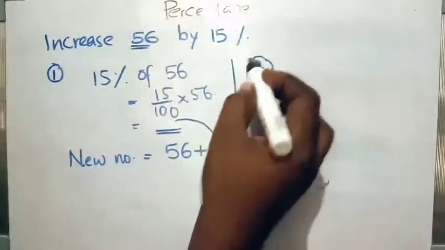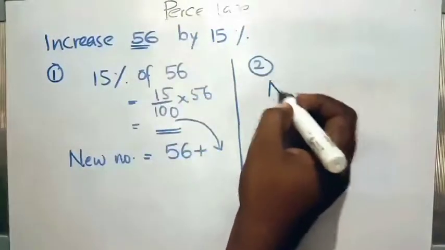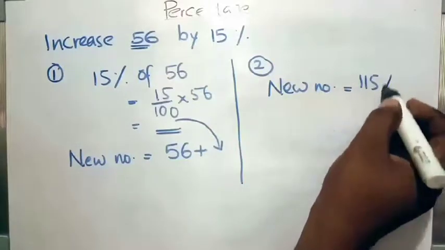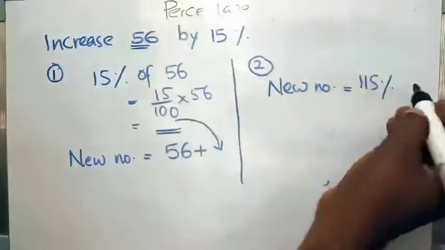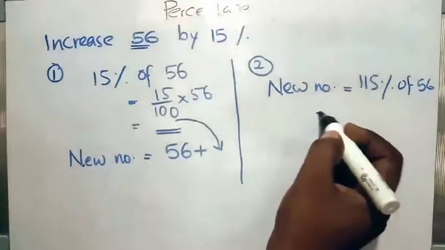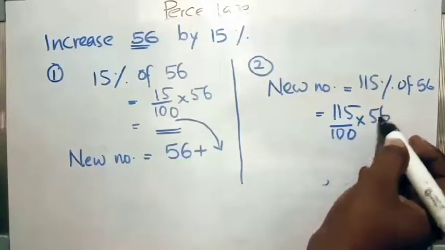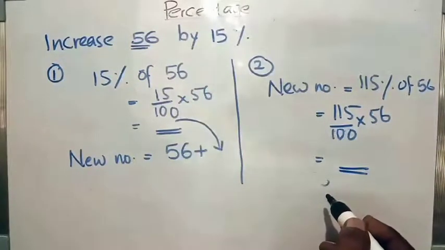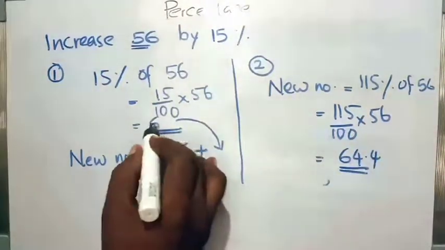In the second method, as there is an increase of 15%, the new number will be 115%. As the increase is 15%, the new number changes to 115% of 56. Direct answer: we get it as 115 out of 100 of 56. Just do the calculation. We get the answer as 64.4. That will be the same answer we get here also.